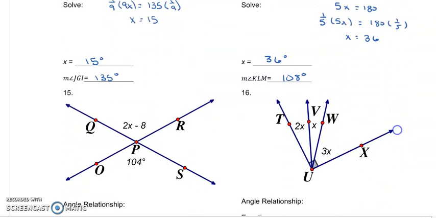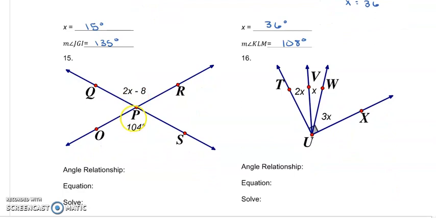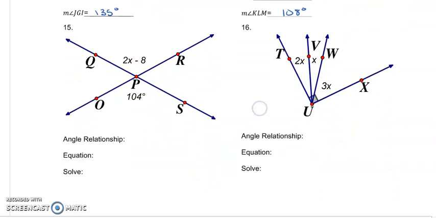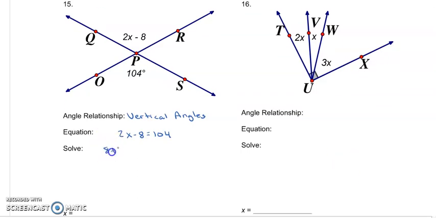All right, let's look at this next one. Again, these guys are across the street from each other. That means that they are vertical angles. And we know that vertical angles are congruent, which means that they have equal measures. So to solve this, I'm going to add an 8 to both sides. So we're practicing our algebra, our equation solving. So I get 2x is 112. I'm going to multiply by my reciprocal, or again, you could divide by 2. And I get x equals 56.